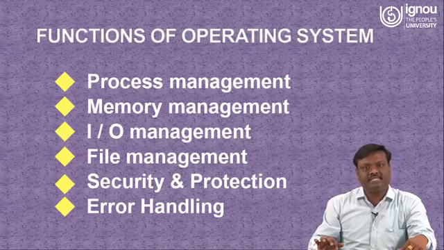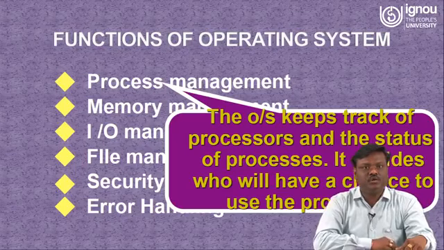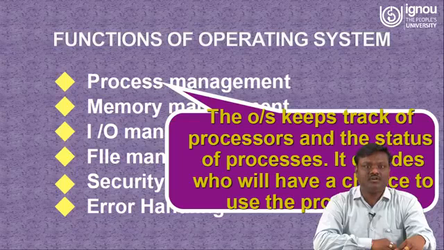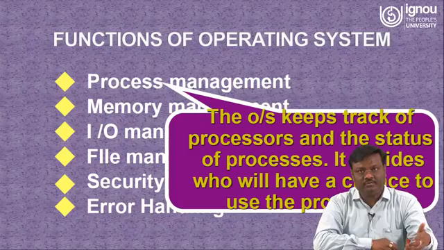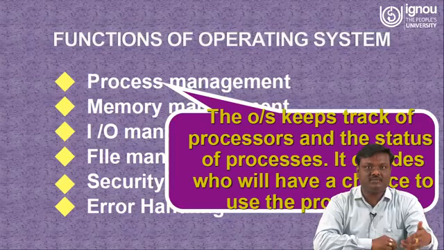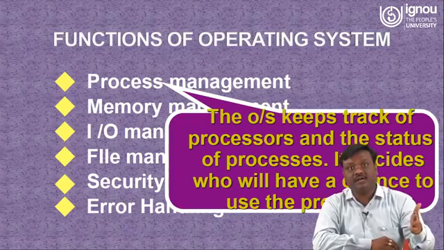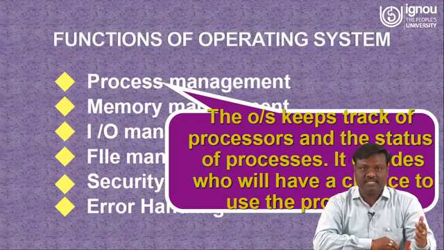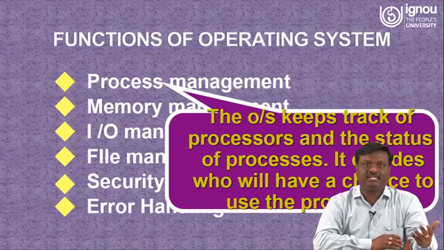So, let us see what exactly is process management. A process is nothing but a program in execution. Here the operating system keeps track of all the processors. Suppose a single processor is there, well and good. Otherwise, if several processors and several processes are there, it has to note down the status of the processes, whether they are in the execution stage, whether they are in the ready state, whether they are waiting for the IO.